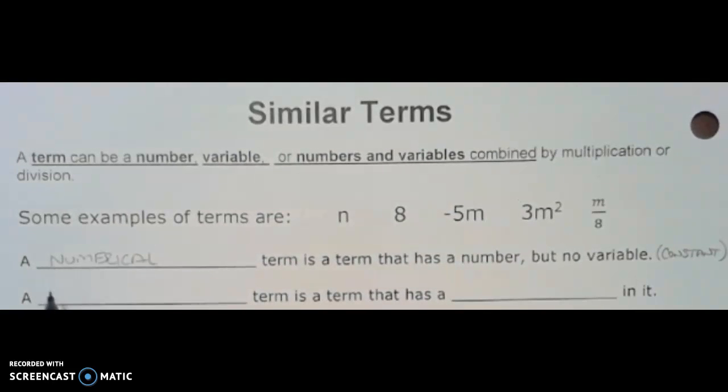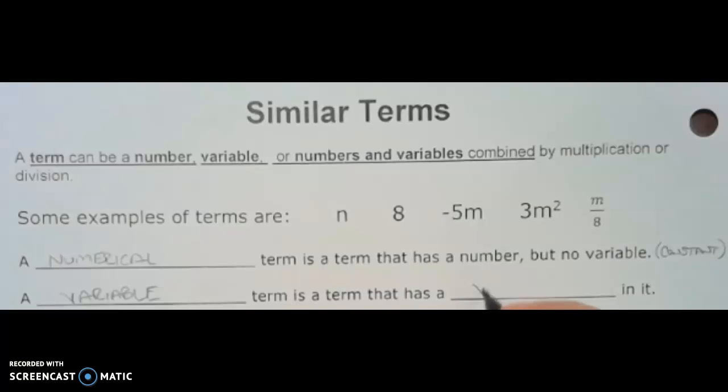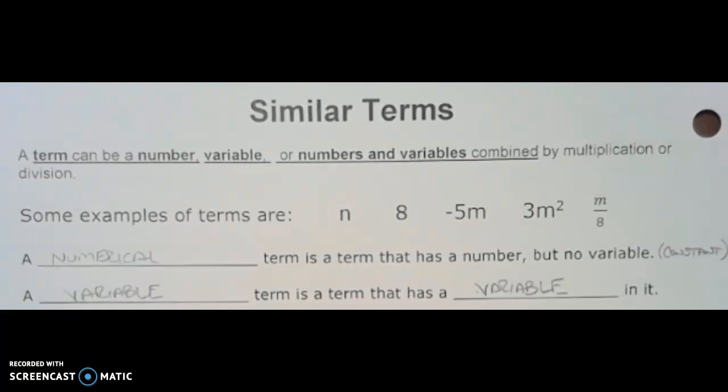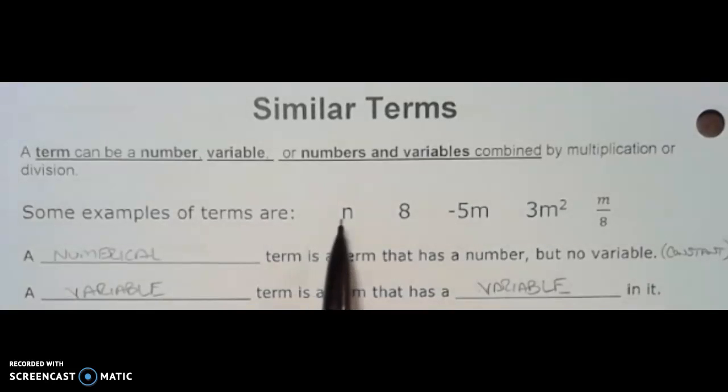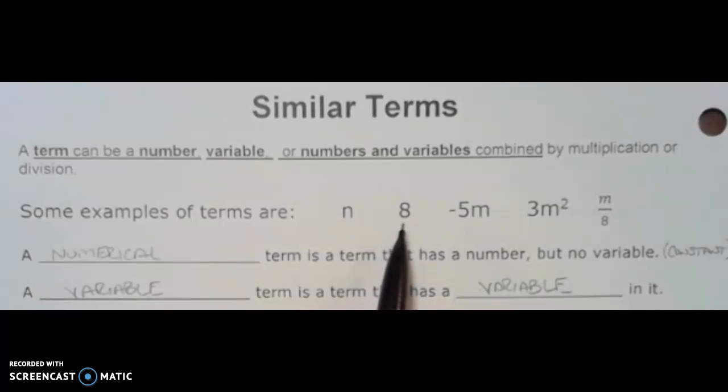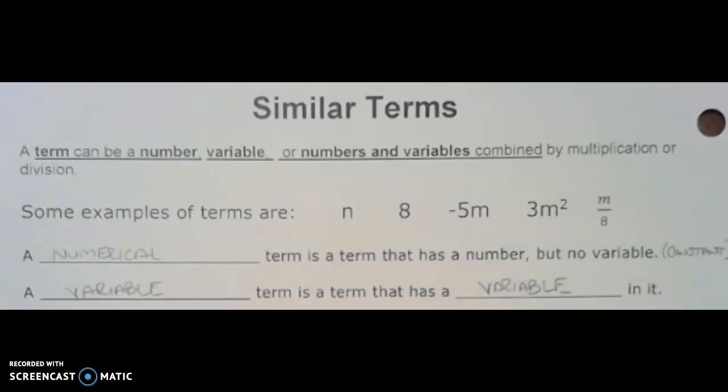The other term is called a variable term. A variable term is a term that has a variable in it. Basically, if you see a variable in the term, then it's called a variable term. If it's just a number, we call that a numerical term or a constant.